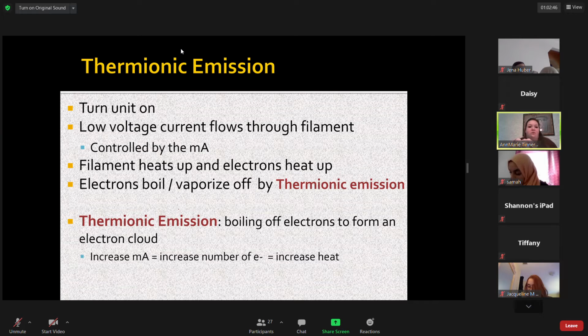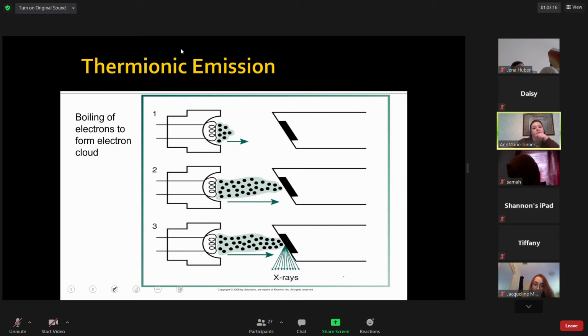When you get that boiling off, it forms an electron cloud. I put this little note on the bottom here. It says when you increase your MA, which is also known as your milliamperage, you are also going to increase the number of electrons, which is in turn going to increase heat. So when you increase your MA, you increase the number of electrons. More electrons is going to cause more heat. Here's a picture of thermionic emission. You get your electrons boiling off and forming this cloud.